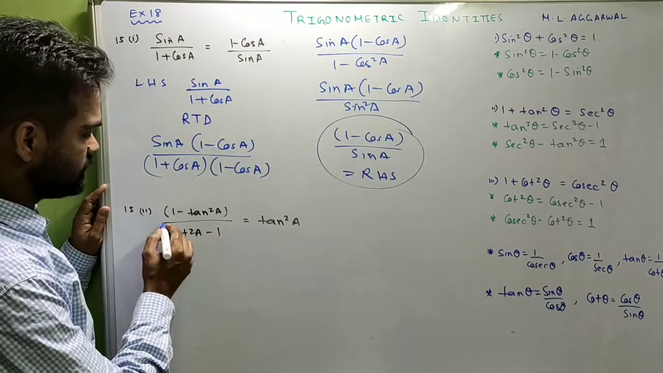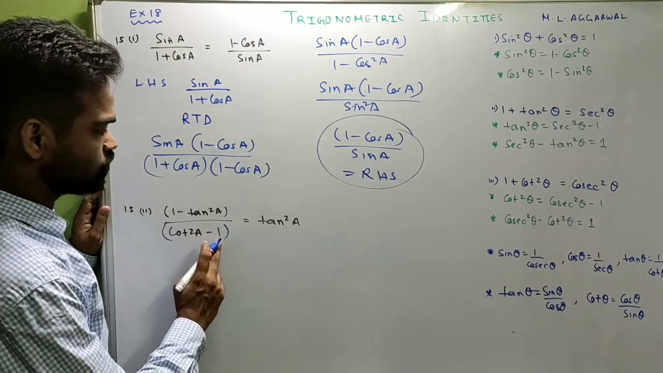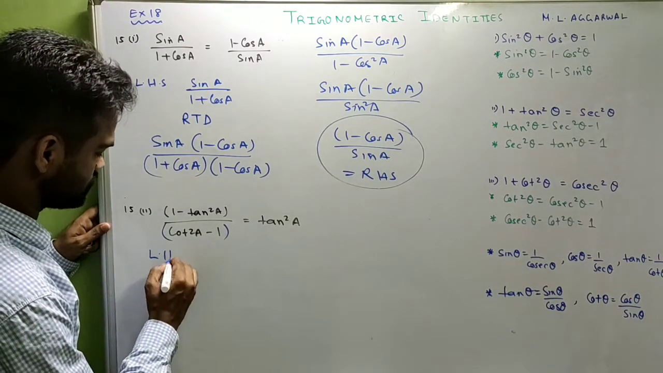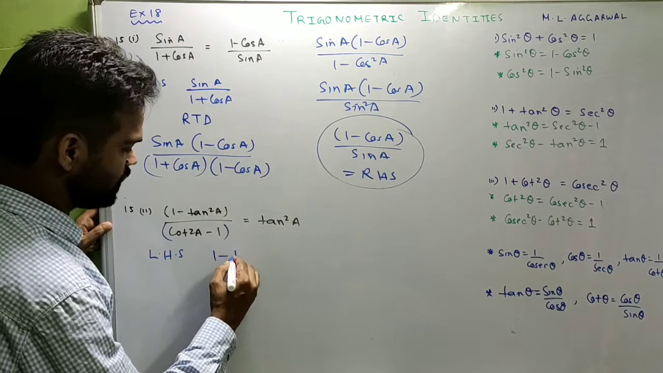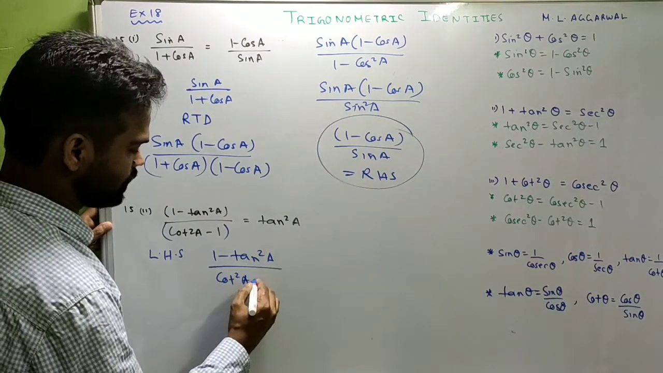Now look at this, 15 part 2, very easy. Prove that 1 minus tan square A by cot square A minus 1 is equal to tan square A. Very simple. Just look over here, left hand side. 1 minus tan square A by cot square A minus 1.